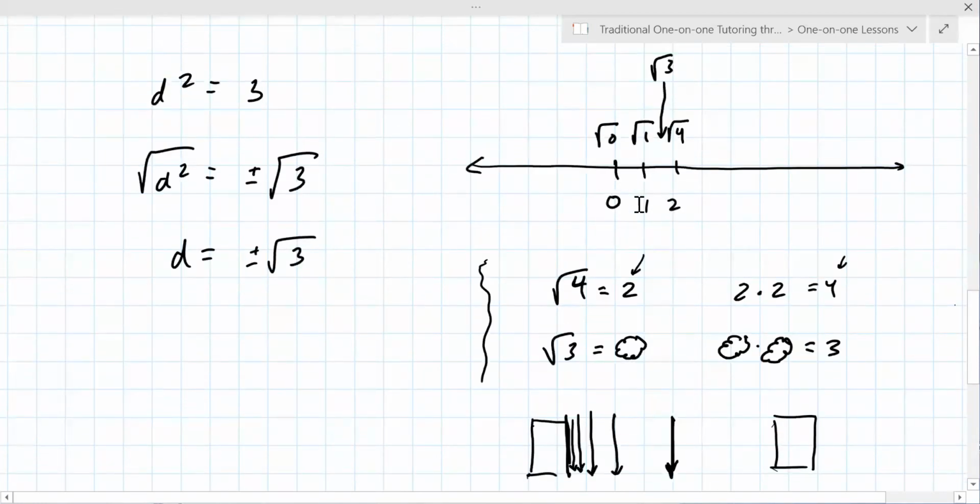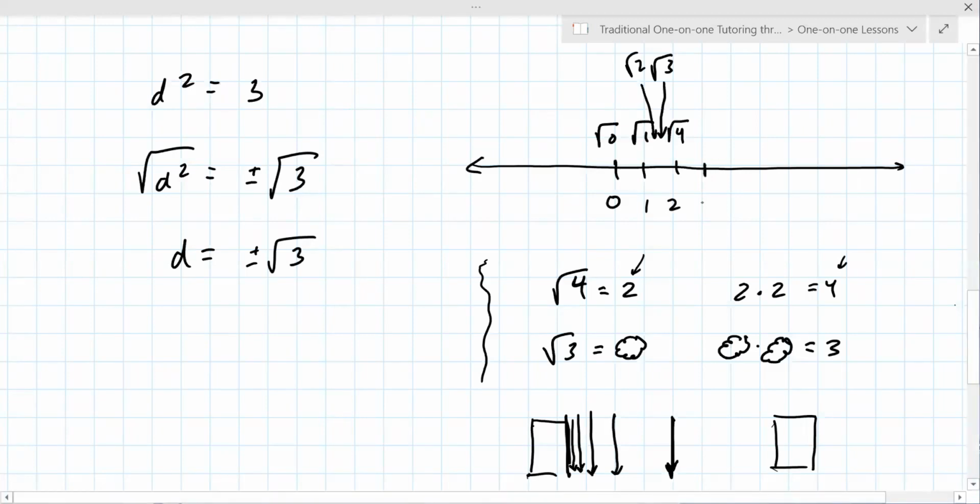You've lived in a world of math where the answer is always nice, but there's an infinite number of numbers between the square root of 1 and the square root of 4, between 1 and 2, and one of them is the square root of 3. The square root of 2 is right there. So the square root of 3 is in between 1 and 2, because it's between the square root of 1 and the square root of 4. Yeah, 1, 2, 3, 4.